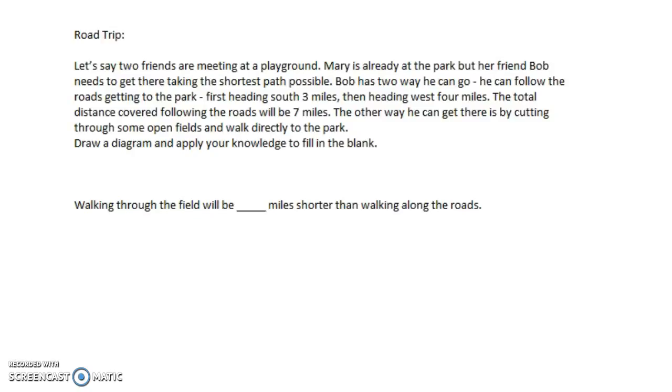Try this problem and bring it tomorrow to class so we can discuss it and you can share with your peers. Thank you.